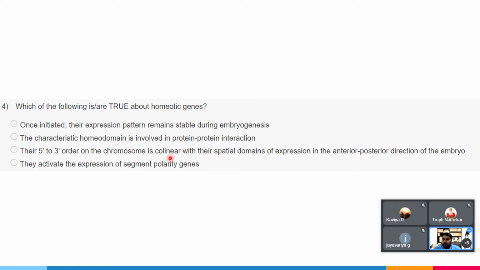with their spatial domains of expression in the anterior-posterior direction of the embryo. And the fourth option is they activate the expression of segment polarity genes. So which of the following are correct in case of homeotic genes? Once initiated, their expression pattern remains stable. Their characteristic homeodomain is involved in protein-protein interactions. The 5' to 3' order on the chromosome is collinear with the spatial domains of expression in the anterior-posterior direction of the embryo, and they activate the expression of segment polarity genes.